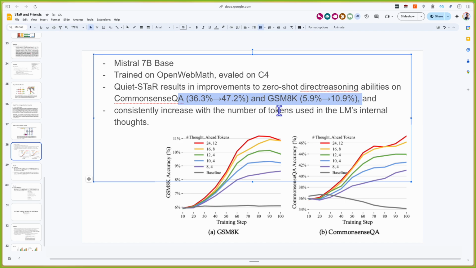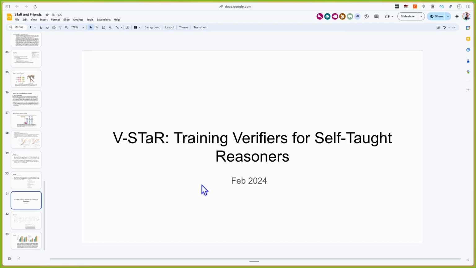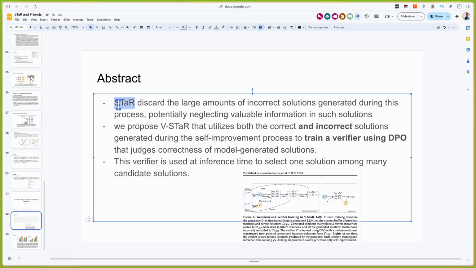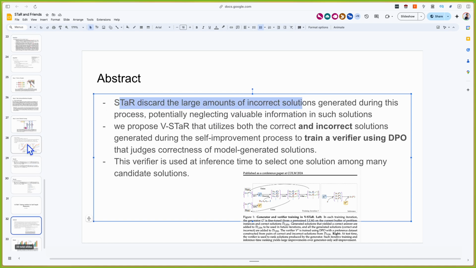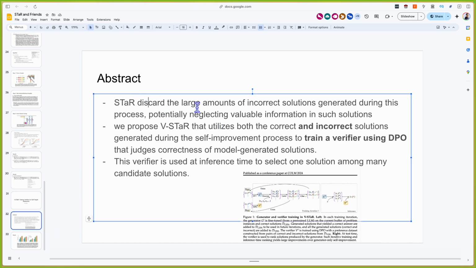Like, it's kind of theoretically cool, but we probably need something better than this. So V-STAR, from a February paper done by a Mila PhD student, unrelated to the other guy, takes STAR in a different direction, which I like a lot. STAR again takes the same criticism, that it's not gaining enough information from the incorrect solutions. So it's potentially neglecting valuable information.